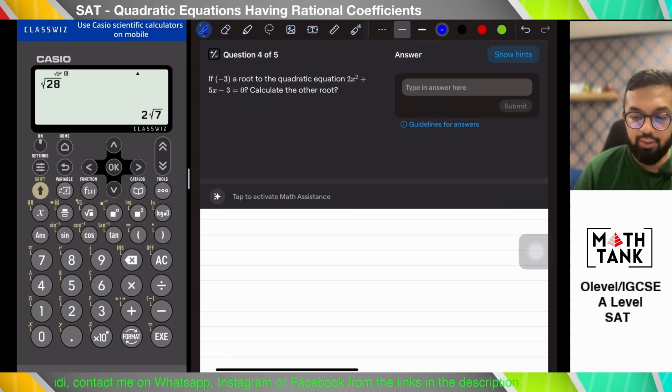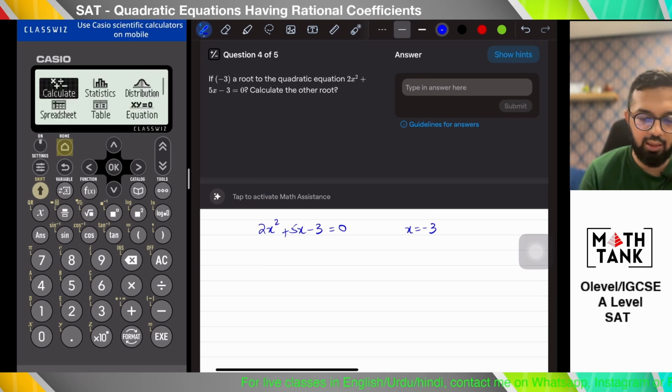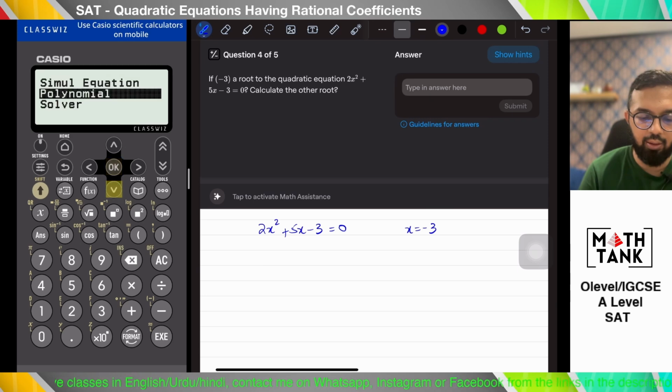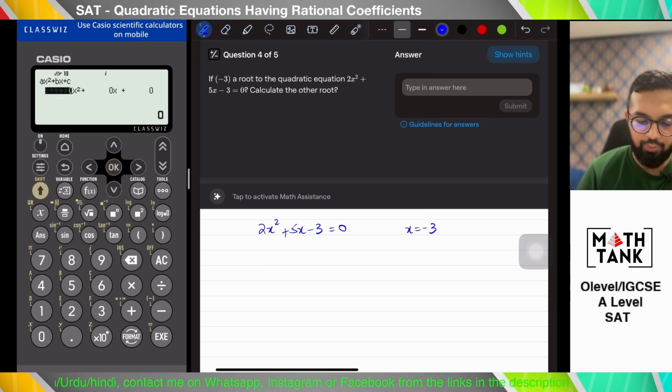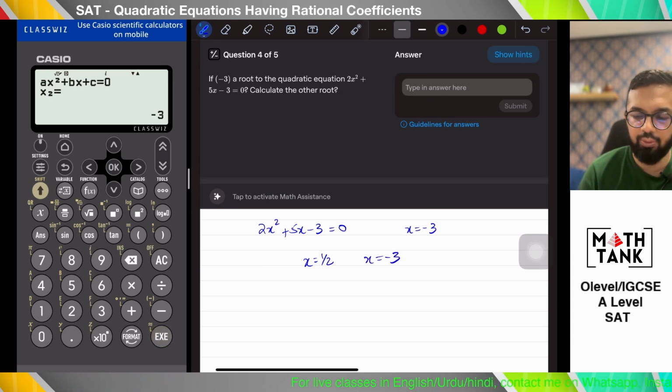Okay, then if minus 3 is the root of the quadratic equation, this means that minus 3 is the value for x that satisfies this quadratic expression. I could just find out the other root using my calculator. There's nothing challenging about it. I could just go to my polynomial and solve 2, 5 and minus 3. Okay, one root is half and the other is minus 3. So I'm just going to write 0.5 to make things easier for myself.